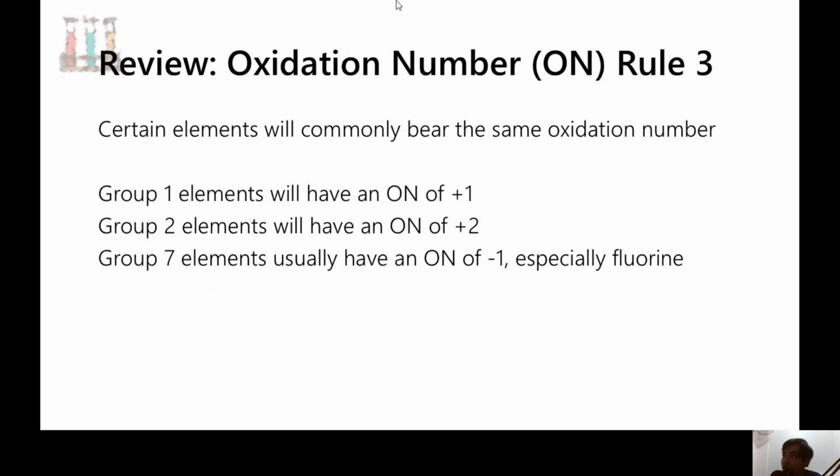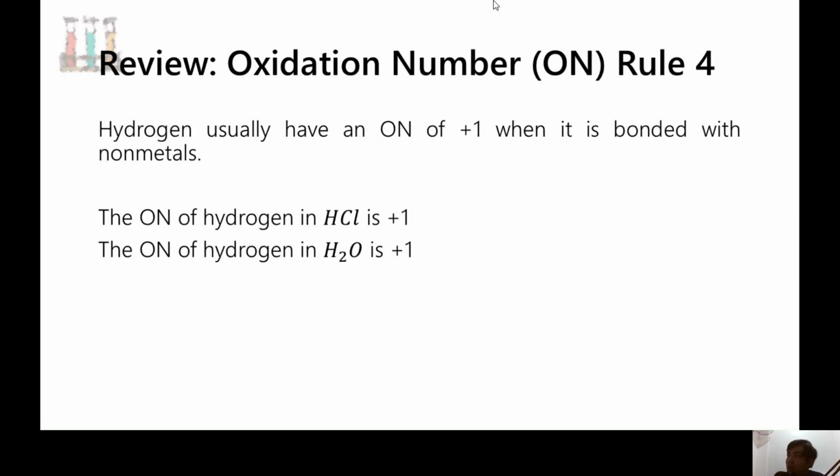Rule number 3, there are certain elements that bear the common charge, no? The fixed charge. So that's group 1, group 2, and group 7. Group 1, positive 1. Group 2, positive 2. Group 7, usually negative 1, especially for fluorine. Okay? So yung mga kailangan lang kabisaduhin or isapuso. Rule number 4, when hydrogen is paired with nonmetals, its oxidation number is always positive 1. Sir, paano kapag sa metal yan nakadikit? Okay. When hydrogen is bonded to metals naman, its oxidation number is negative 1.